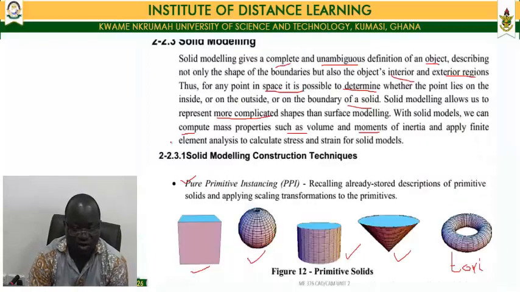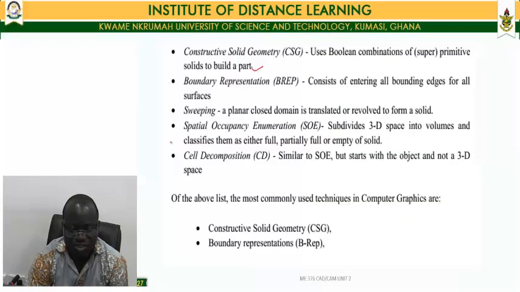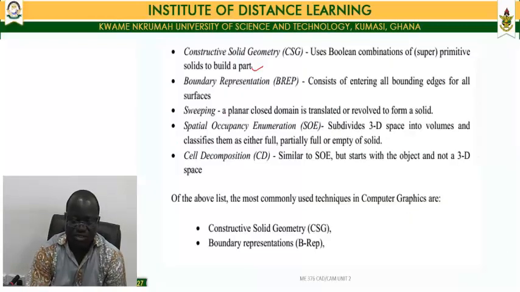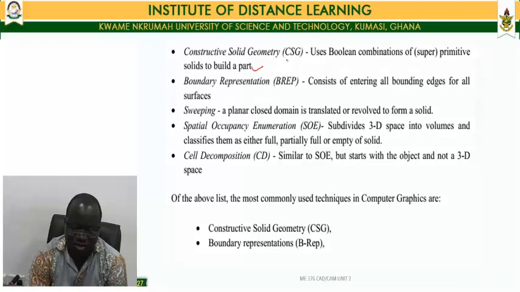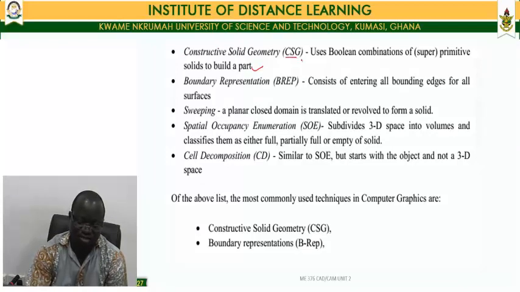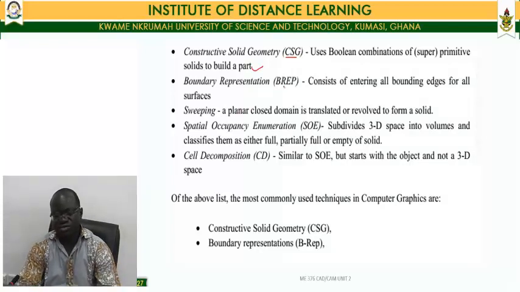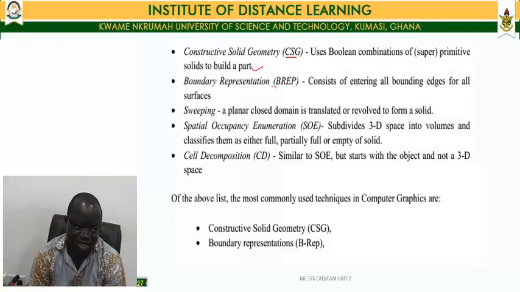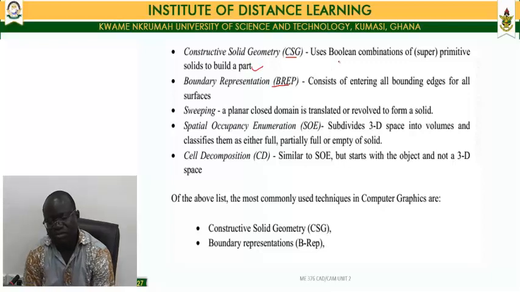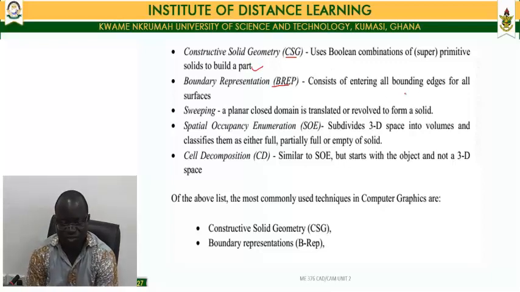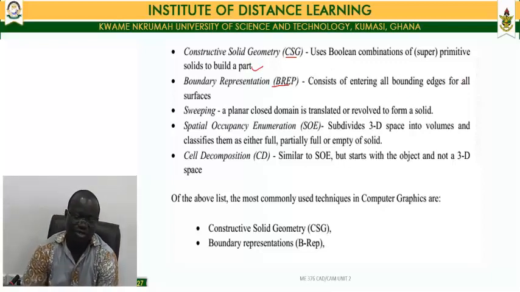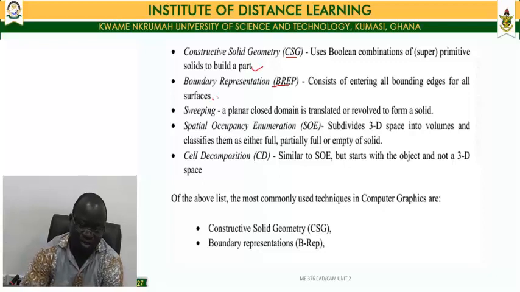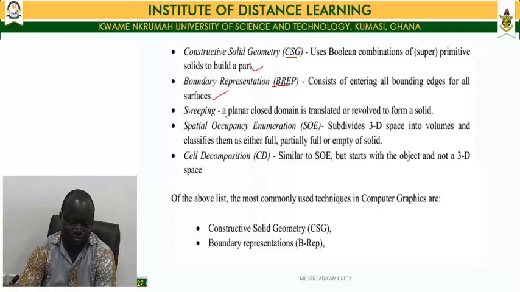And then we have what we call the boundary representation. Boundary representation basically consists of entering all the bounding edges for all the surfaces. So you can basically use your coordinate points, enter and connect them, create the boundaries of the surfaces and generate the drawing. We say that you're doing boundary representation.